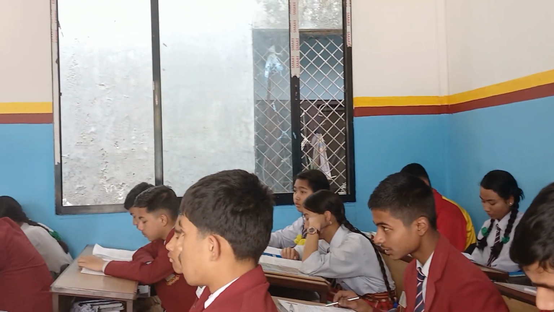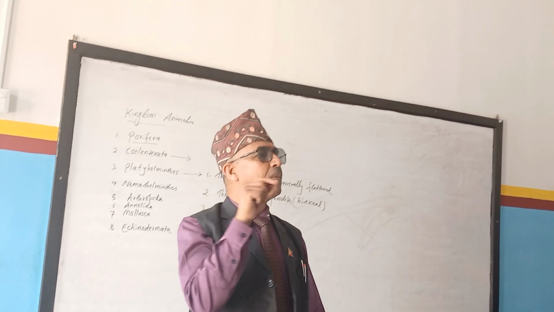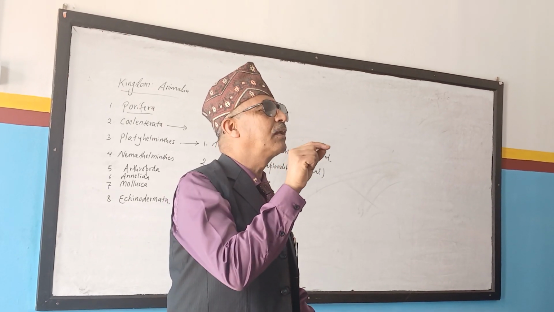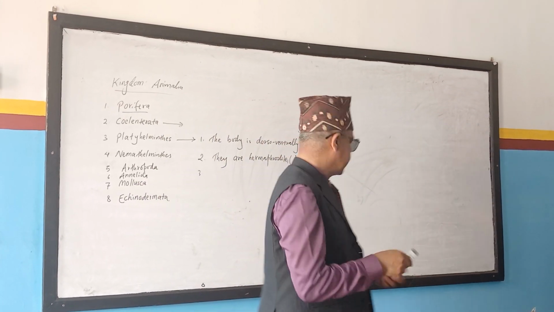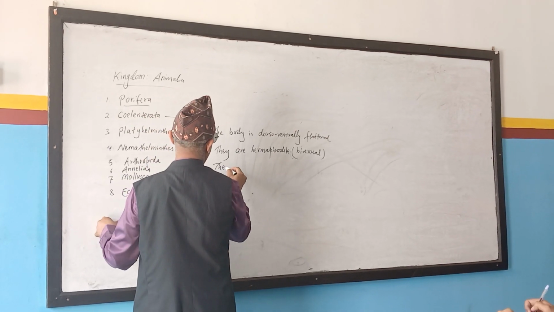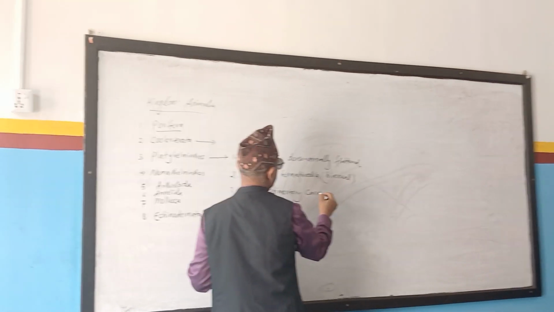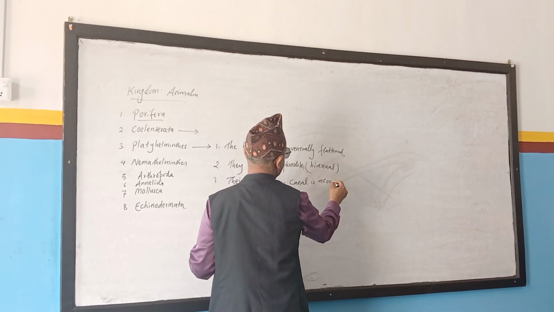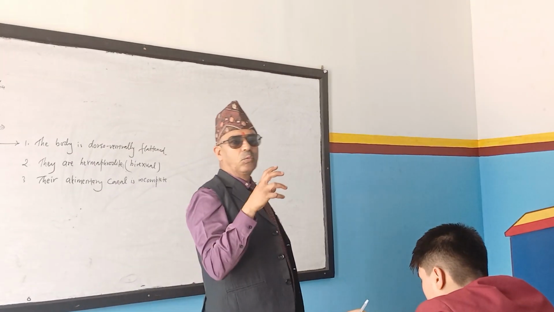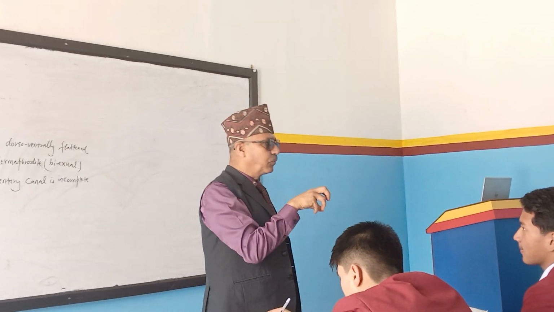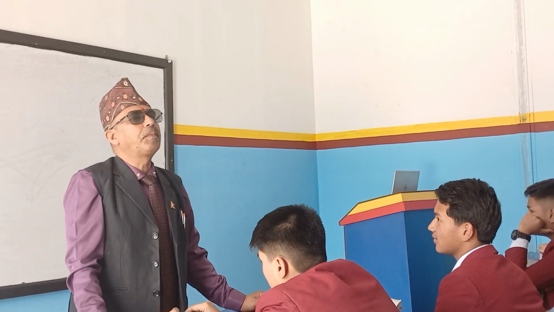Important thing is here. Somebody said these are parasites, right? They possess a mouth, but they do not have an anus. That means their alimentary canal is incomplete. Listen children, they are parasites. What do the parasites do? They obtain food from the host. But most of them are endoparasites.